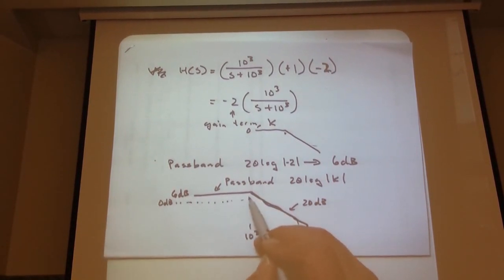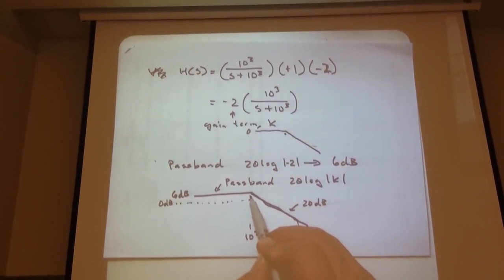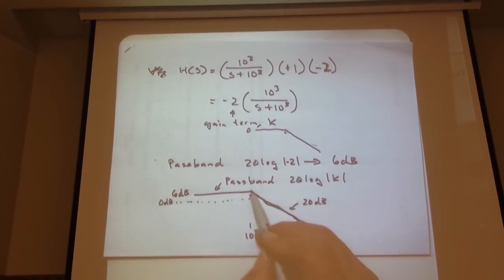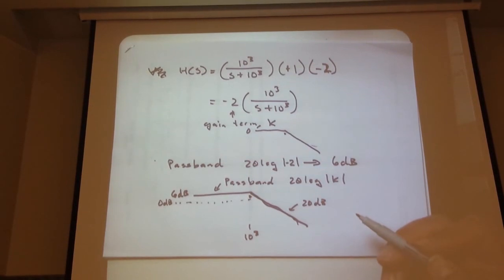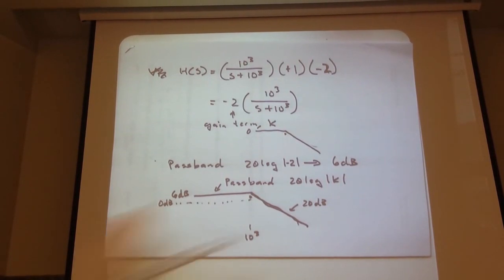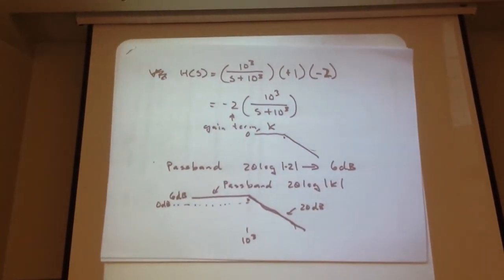One last question, I realize you're packing up. What's the value at our pole? What's the magnitude of H of j omega at the pole? What's the correction? -3, so what's our value? We're at 6, what's the correction? -3, so we're at 3 dB at the pole. The fact that they're both 3 is coincidence, it's an artifact of the game. All right.